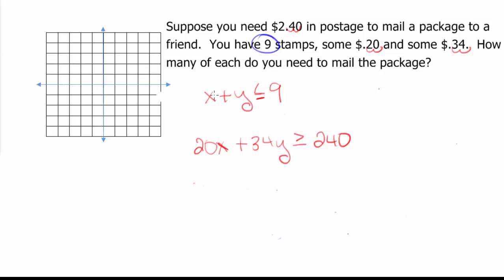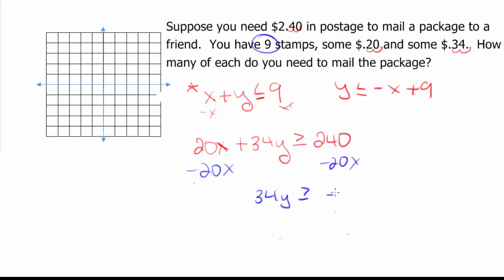So when I go to solve it, I got to solve these for y. So I just am going to subtract my x. Okay, so y is less than or equal to negative x plus 9. Okay, and then over here, we're going to subtract our 20x. 34y is greater than or equal to negative 20x plus 240. Divide everything by 34. They're kind of nasty numbers, but I'll let you round.